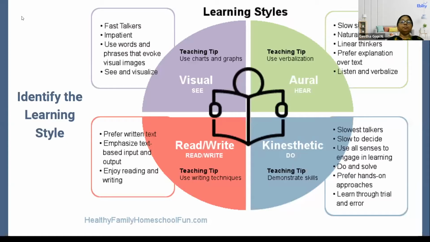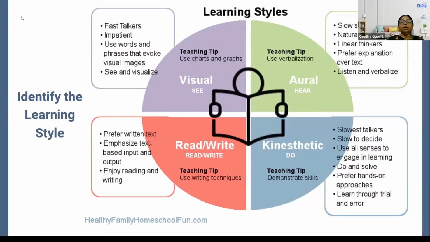Reading and writing learners prefer it if a written text is given rather than an oral explanation. They are comfortable when the text is provided as an input source, as an information source, and they are also comfortable giving out their performance in the form of writing. Basically these children do enjoy reading and writing.